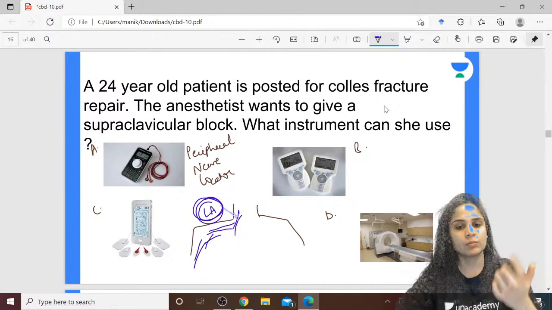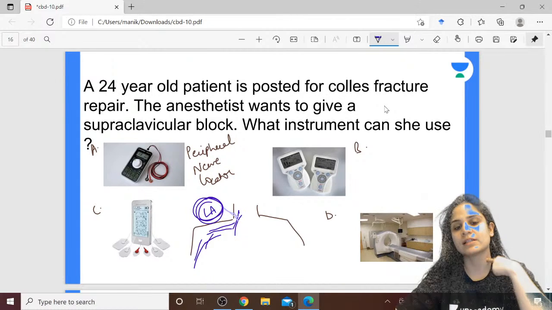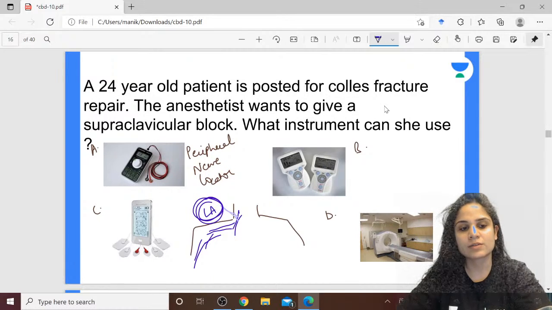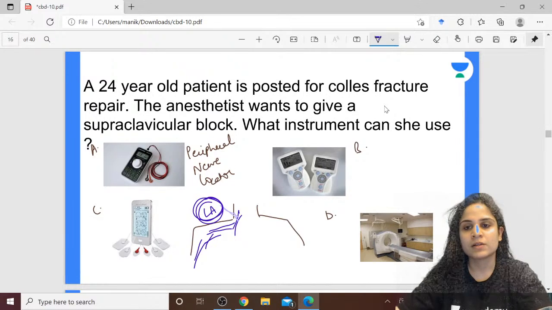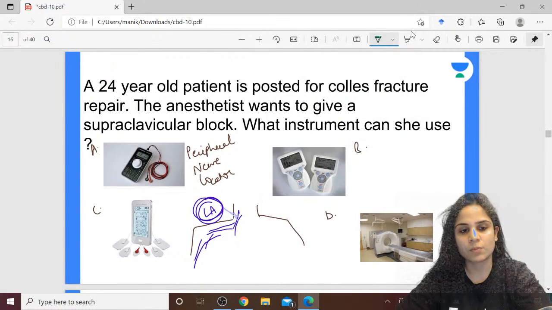So you will not be moving the hand at all, and the surgery can be carried out just by giving one injection in the neck. Okay, so that is called regional anesthesia. So to locate the nerves, we use something called the peripheral nerve locator, which you can see in option A. Okay, so the answer is option A.